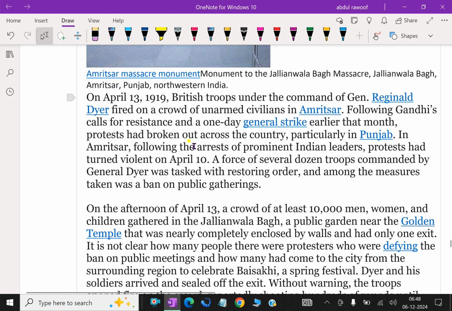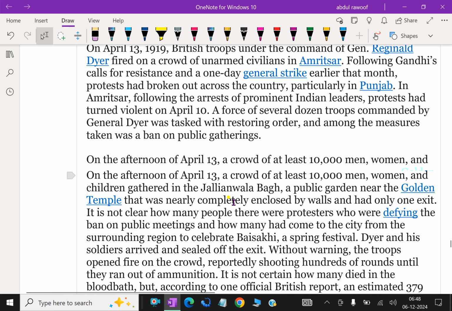Protests had broken out across the country, particularly in Punjab. In Amritsar, following the arrest of prominent Indian leaders, protests had turned violent on April 10. A force of several dozen troops commanded by General Dyer was tasked with restoring order, and among the measures taken was a ban on public gatherings.